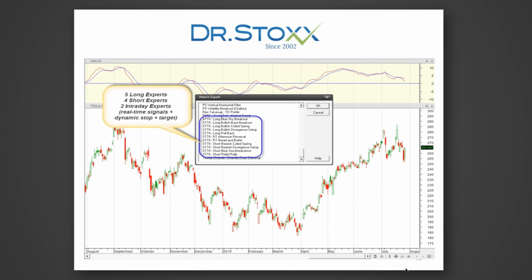The afternoon reversal is also long and short. So if you consider that these are actually two systems in one, then you can see that you've got 9, 10, 11 total expert advisors altogether. You would simply click on whatever system you're wanting to trade.